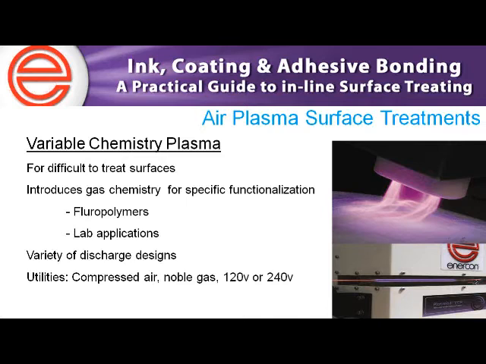Another nice use with the variable chemistry plasma system is that you can use this in a lab. If you are considering purchasing or looking at something for a lab for your facility, the nice thing is you can use different types of noble gases in the mix to basically get different types of results. So this is a very good lab system to look into. The utilities are compressed air to create that discharge that you see on the screen, noble gas, or gases depending on your application, and then 120 or 240 volt electrical.